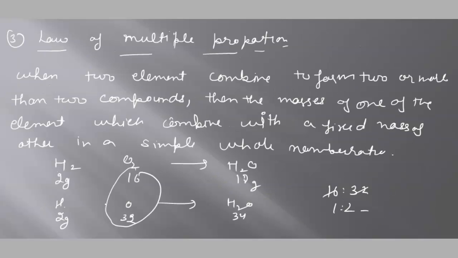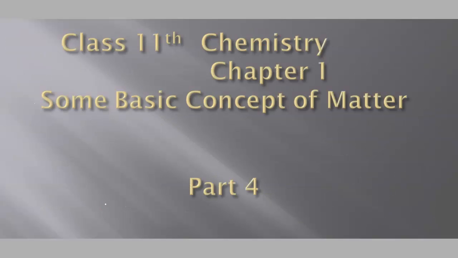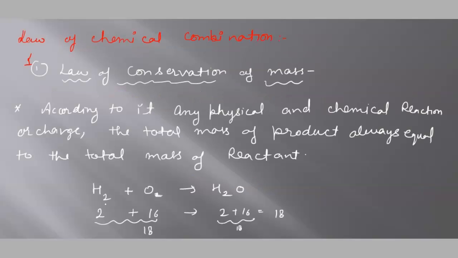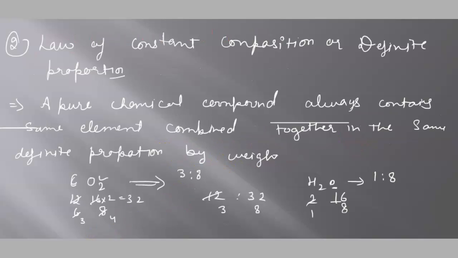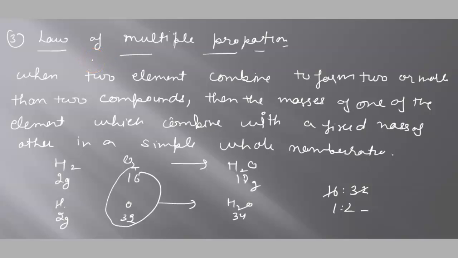Now again we will repeat this. Today we discussed the laws of chemical combination. The first is the law of conservation of mass: in any physical or chemical reaction or change, the total mass of the product is always equal to the total mass of the reactant. Next is the law of constant or definite proportion: a pure chemical compound always contains the same elements combined together in the same definite proportion by weight.